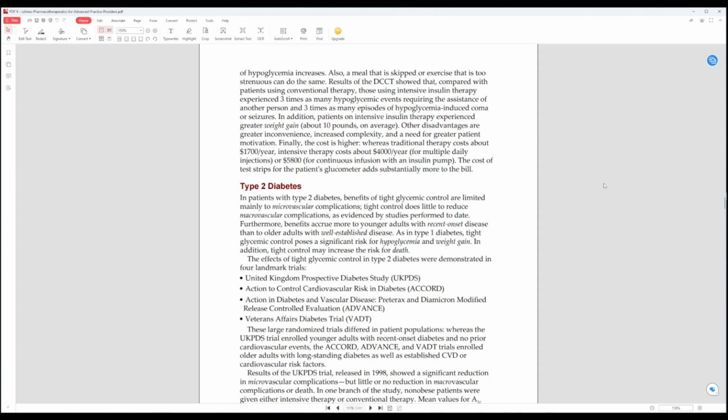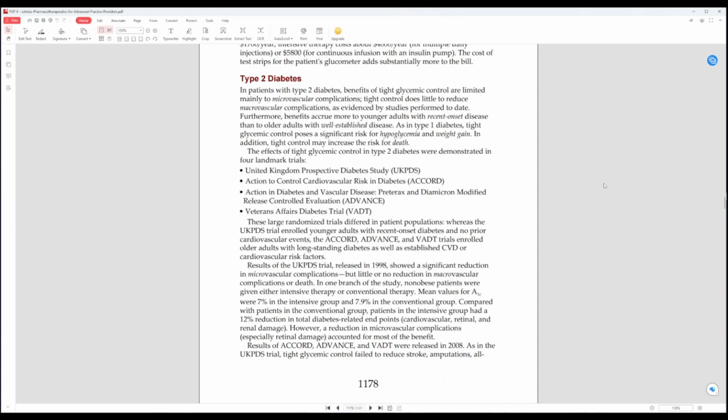Whereas traditional therapy costs about $1,700 a year, intensive therapy costs upwards of $4,000 a year, or $5,800 if a continuous infusion with an insulin pump is utilized. The cost of test strips for the patient's glucometer adds substantially more to the bill.